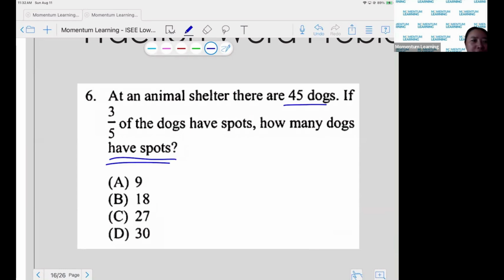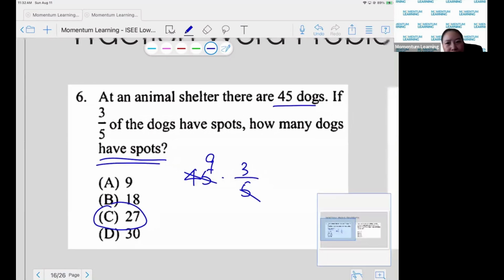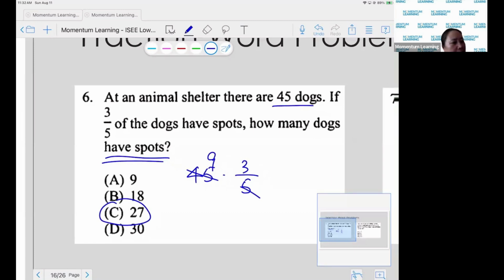This is different from the last one. The last question, you had already paid the money, and it asks what's left behind. This one, the dogs with spots is directly 45 times 3/5. You can divide 45 by 5, that's 9, and 9 times 3 is 27. You don't have to do the subtraction because it didn't ask how many dogs do not have spots. So read very carefully. Number 6 is C.